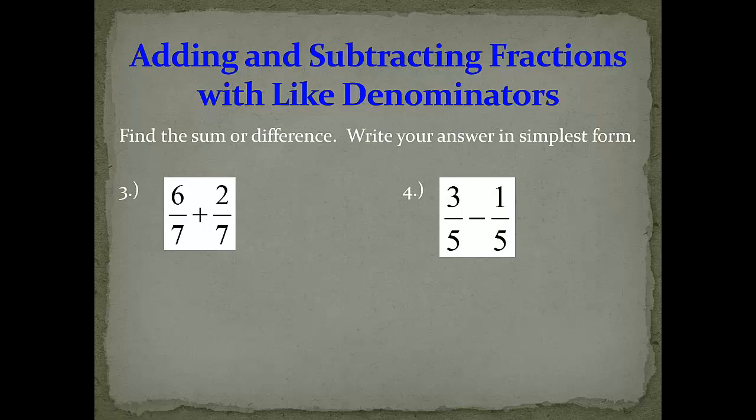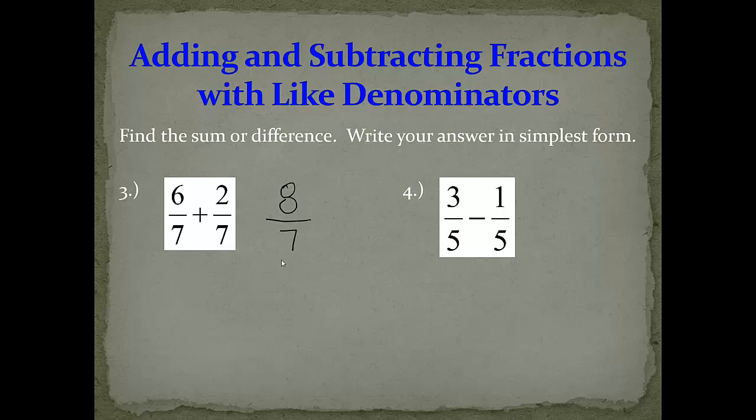We're going to continue looking at adding and subtracting fractions with like denominators. So again, we're going to find our sum or difference and then write our answer in simplest form. So for number 3, we have 6/7 plus 2/7. Our denominator is the same. Both fractions have a denominator of 7. So we're going to add our numerators, 6 plus 2, and that is 8. And then our denominator stays the same. So our denominator is 7.